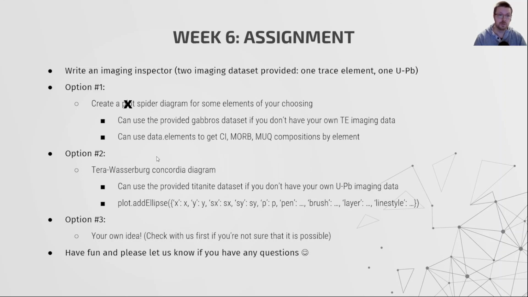Option two is to do a Terra-Wasserberg Concordia diagram. So for this, if you don't have your own data, you can use the provided titanite dataset. And one thing to be aware of is that with the iolite plot pi interface, you can do plot.add ellipse. And the parameter to that is a dictionary with x, y, and their errors and the error correlation, as well as some other things like the pen and brush and layer and line style and so on.